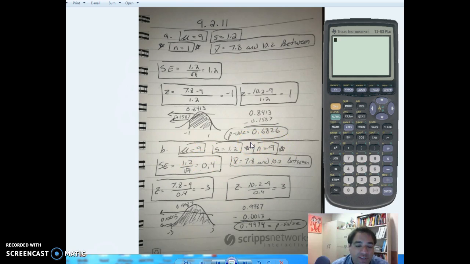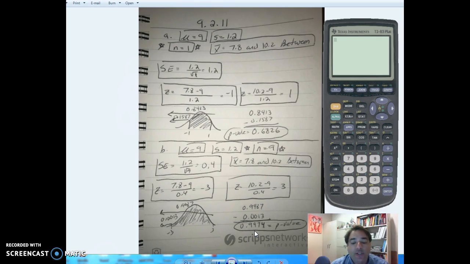Now in the second example, everything's the same except for we have a sample size of 9. So that does change the standard error. So 1.2 divided by the square root of 9 is 0.4. So when I do the same work, notice the only thing that changes is the standard error. And then that therefore changes our z-scores. So we get negative 3 and 3. And then if I go to negative 3, go to the table that gives us 0.0013. And then if I put positive 3 in the z table, that gives us 0.9987. When you subtract them, you get 0.9974.